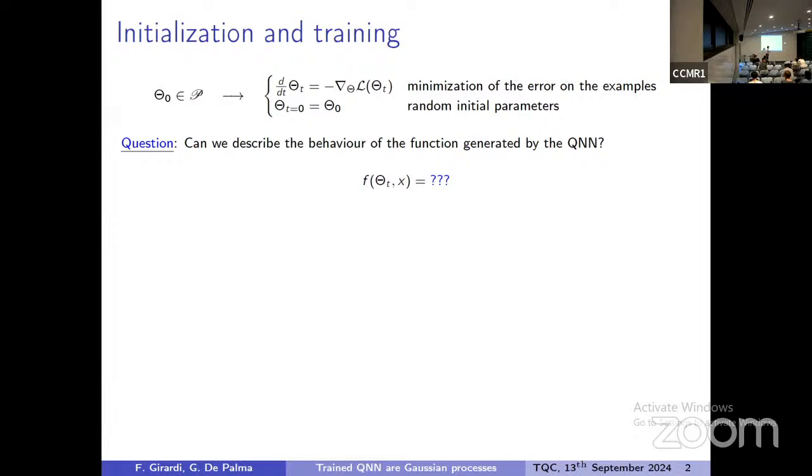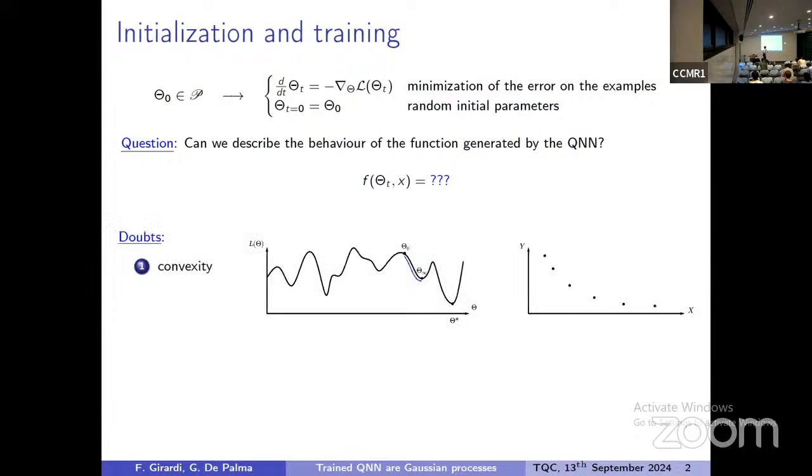So the question that we want to try to answer is, what will be, at the initialization and during the training, the function generated by the quantum neural network that I'm going to define in the next slide. But before, I would like to introduce some problems that may arise in this setting. First of all, and this is very general because it might happen in principle also in the classical case, the cost function in general is strongly non-convex, and therefore this minimization could not be successful. We could get stuck with the gradient descent method in a local minimum, which is not the solution that we're looking for.